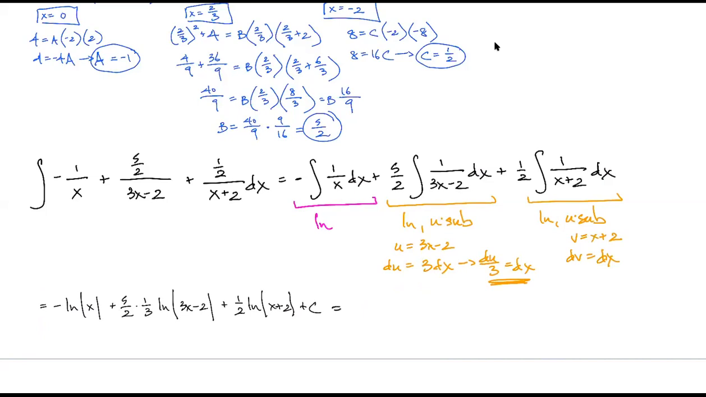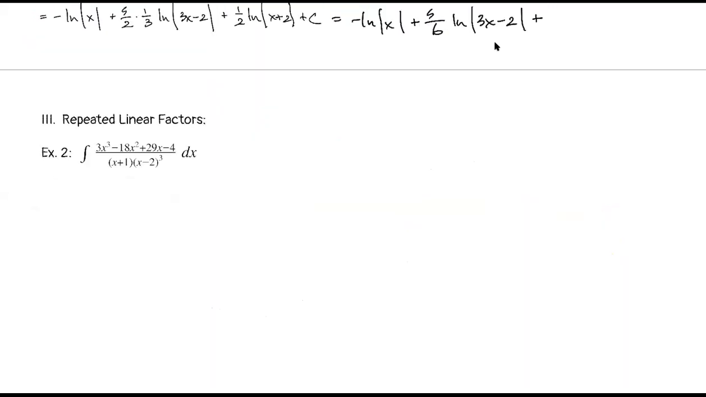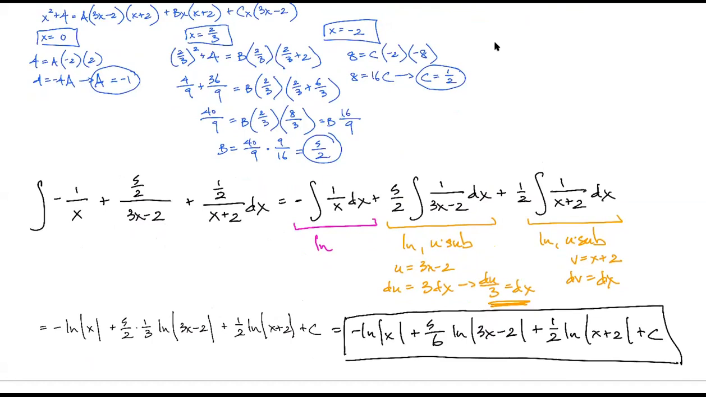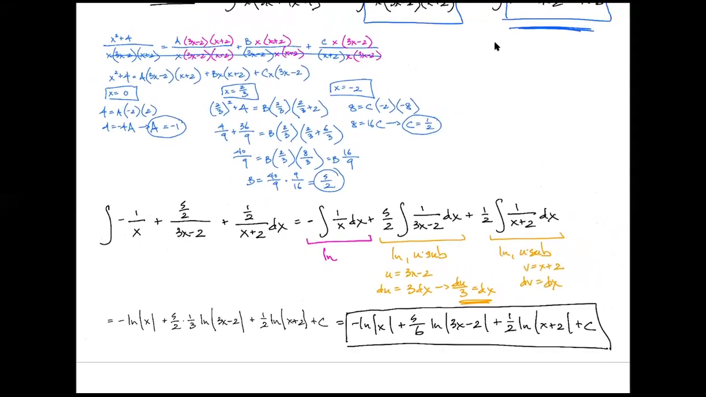And if we clean this up a little bit more, we'll have our negative natural log of x plus 5/6 natural log of 3x minus 2 plus 1/2 natural log of x plus 2 plus c. And that is our final answer. Okay.